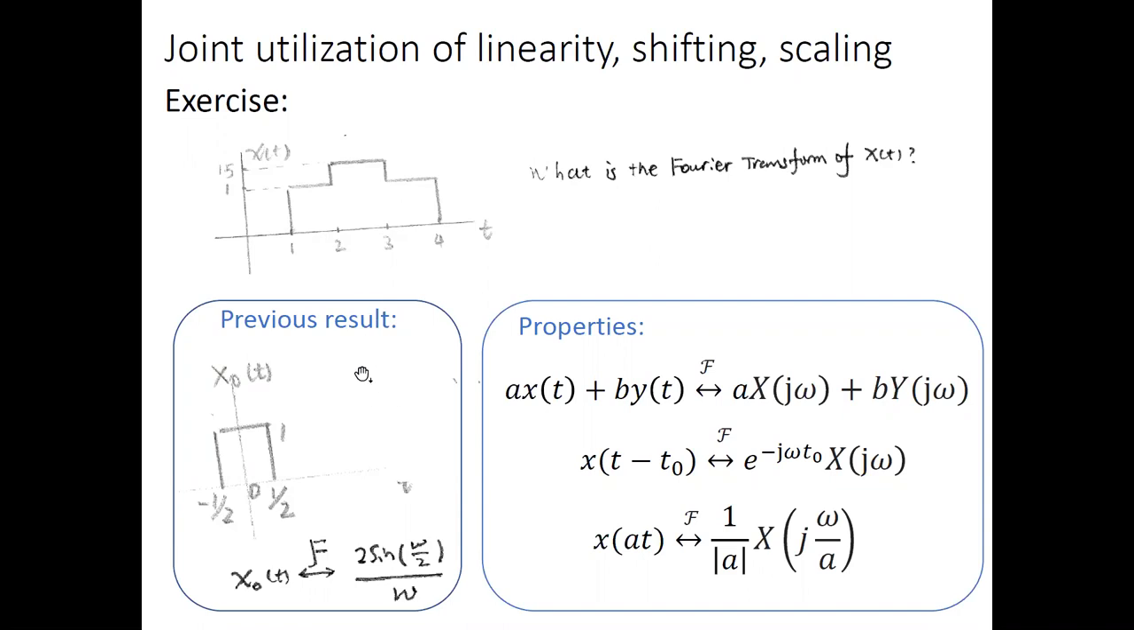We can apply the previous result. Previously, we calculated the Fourier transform for a bounded support square waveform. Say the square waveform is from minus 1/2 to plus 1/2, then the result is here. We can apply this result to our new example with these properties: linearity, time shifting, and time scaling.